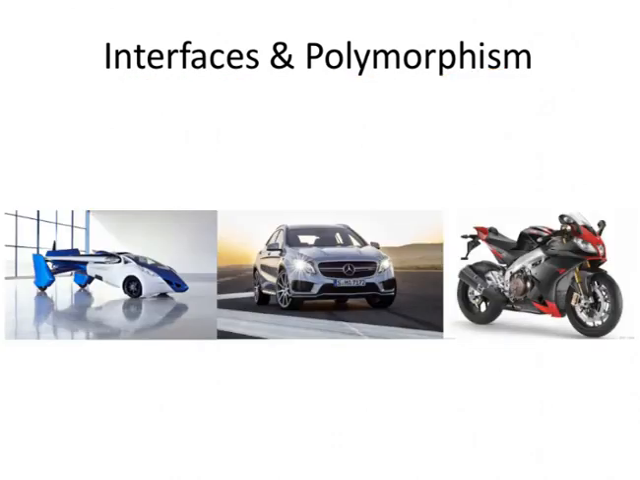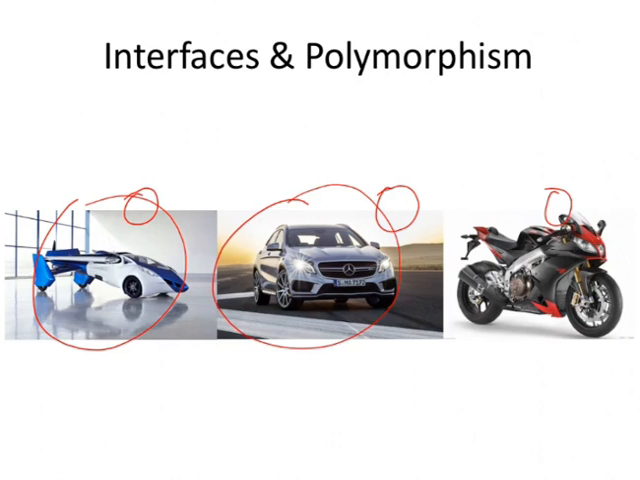Consider this example. You have, say, a flying car over here, a car over here, and a bike. Now you want to implement the functionalities of these objects inside your program. How would you do that? You can see all these items over here share a common functionality. We can say that all these three things are part of a thing called automobile.